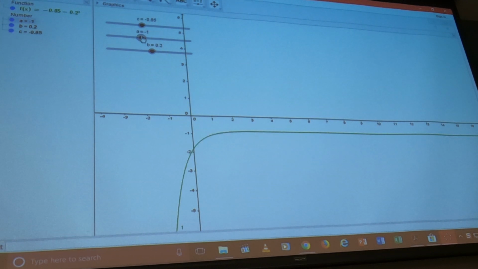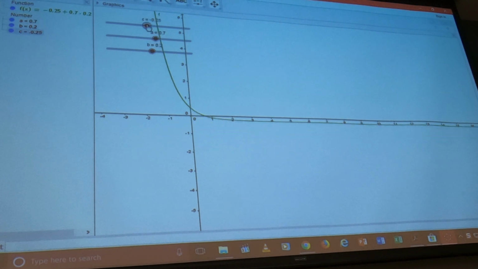A is a scaling factor, so if A is negative, it'll flip it upside down. A is positive and large, it's just going to stretch away from the axis. It doesn't look like it's stretching away on the bottom. That's because we've got a shift and a stretch. And the shift is down 0.85. What that does is fix the horizontal asymptote at -0.85, right? So it's stretching away and then shifting. I guess that's the way to think about it, right?